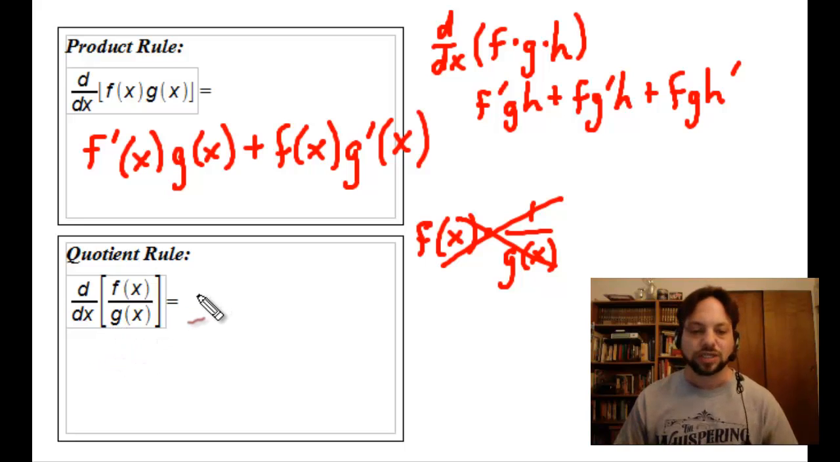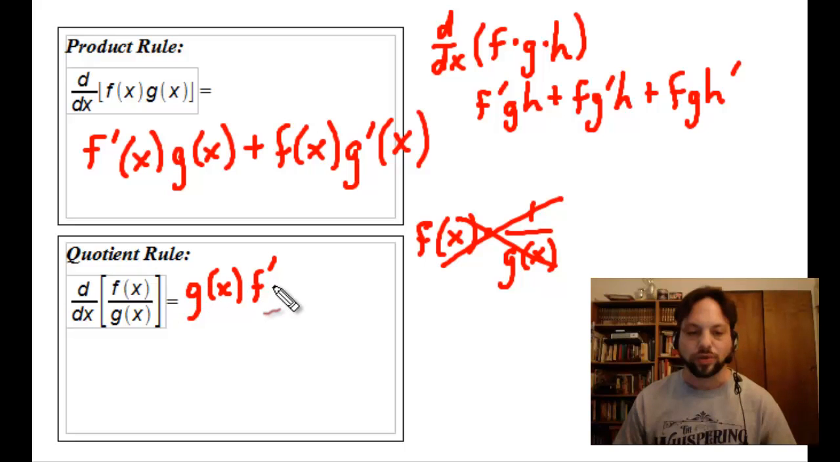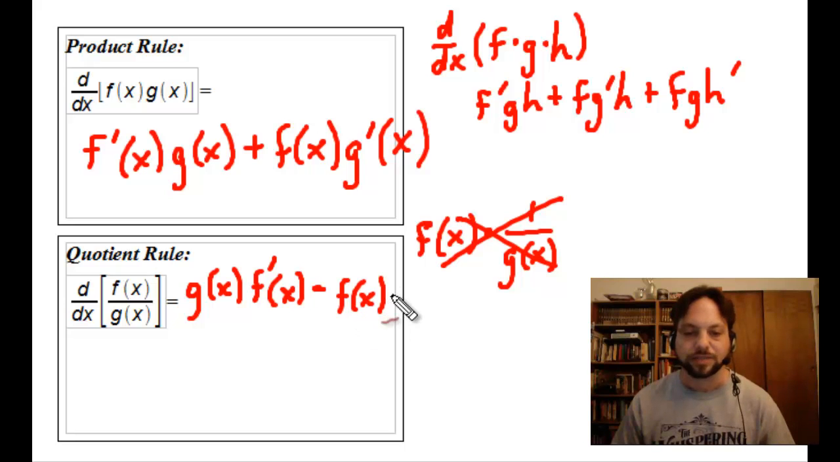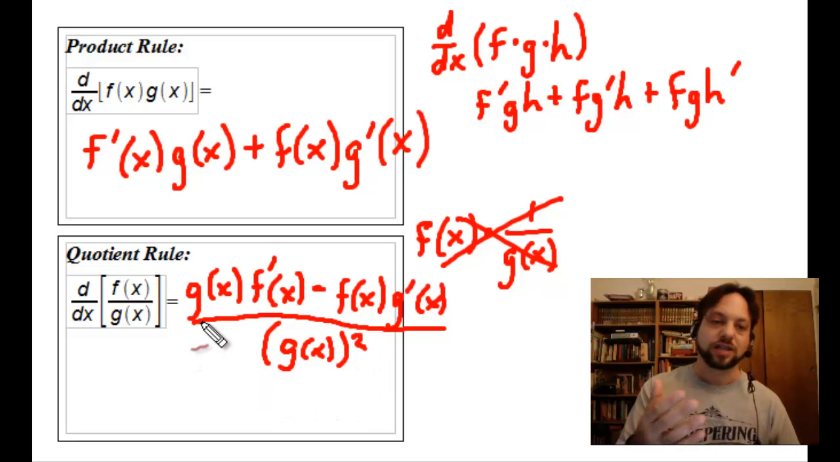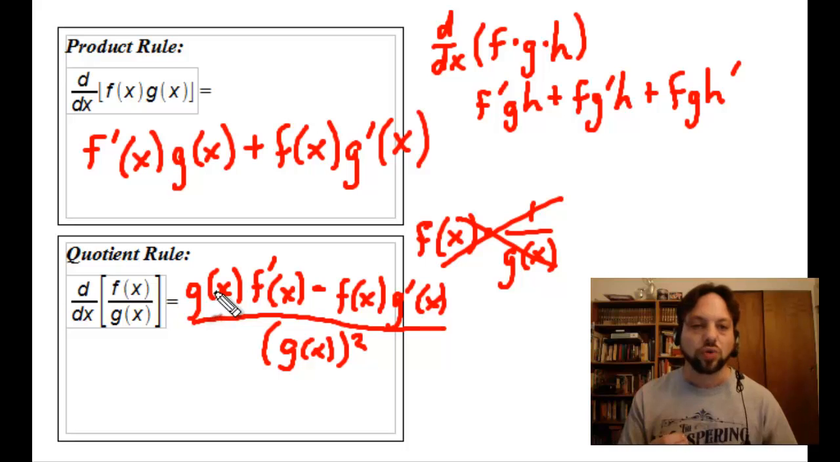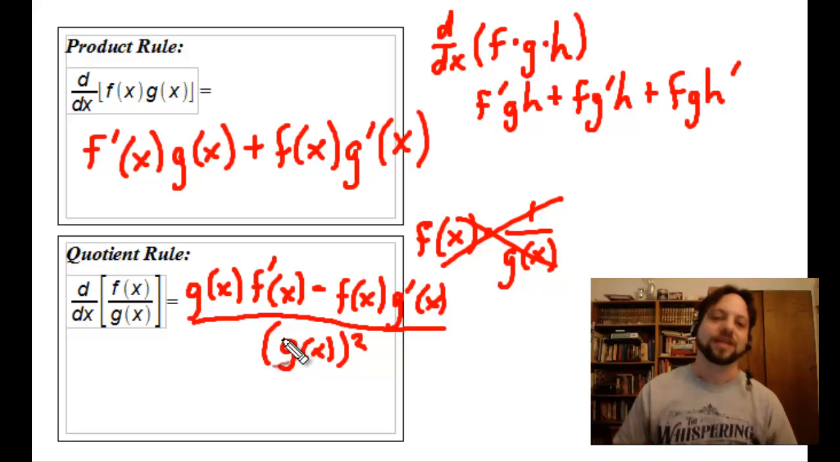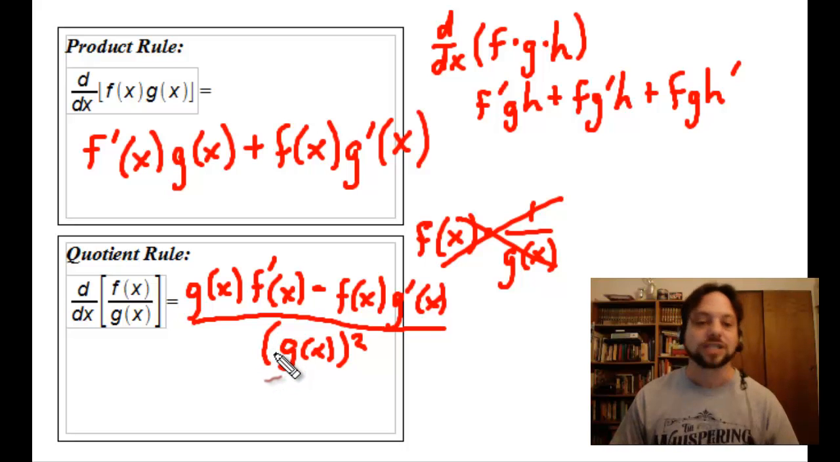And again, many students memorize this in many different ways. But no matter how you memorize it, it's always going to look like this. We're going to do the denominator times the derivative of the numerator subtracted by the numerator times the derivative of the denominator, and we're going to divide all that by the denominator squared, which would look like this. Now many students that I've come in contact with memorize low d high minus high d low over low low. Now I find that to be kind of ridiculous myself, but if it works, it works.